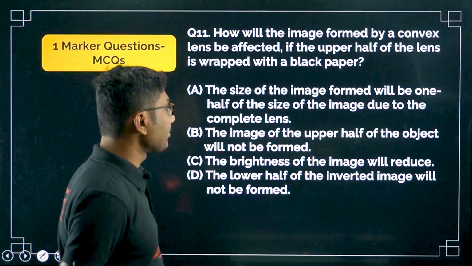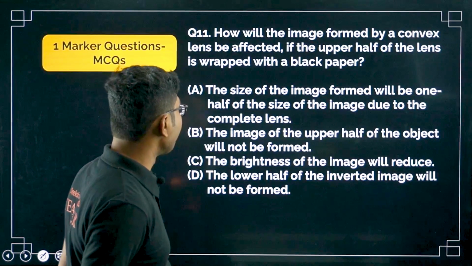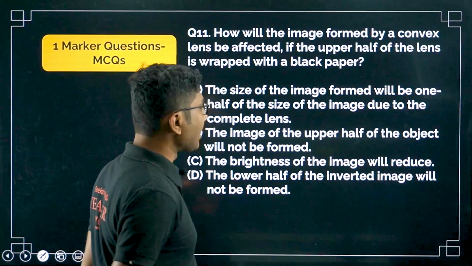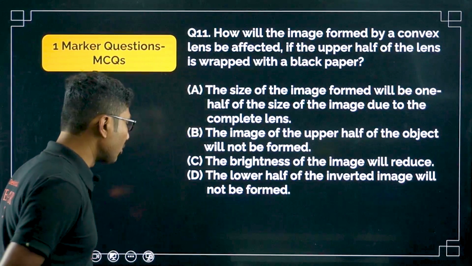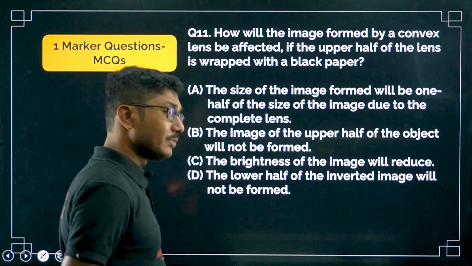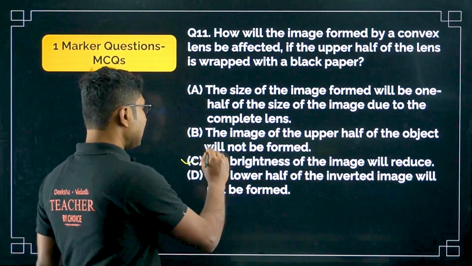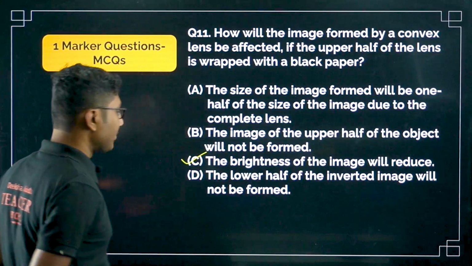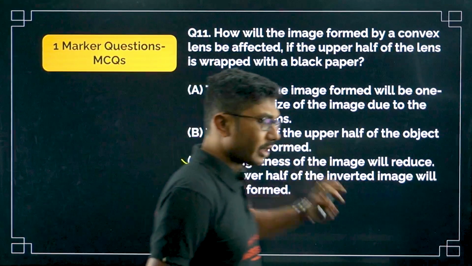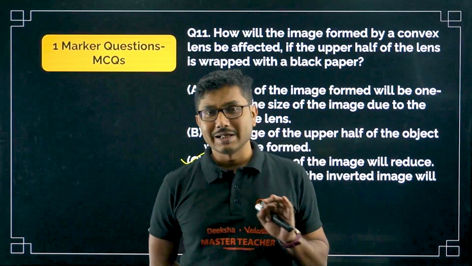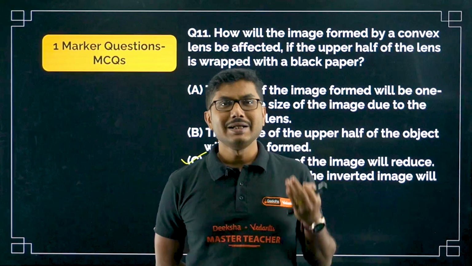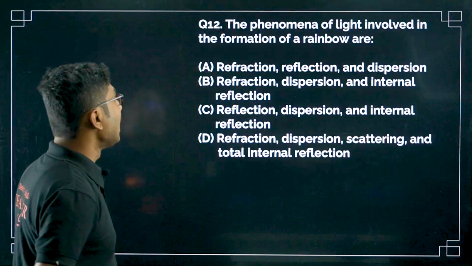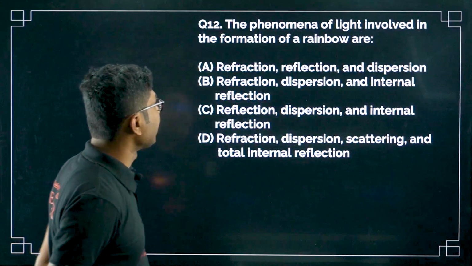The image of the upper half of the object will not be formed: not correct. The size of the image formed will be 1/2: not correct. The brightness of the image will be less: that is the correct answer. The lower half of the inverted image will not be formed: not correct. The lens will work as it is, only the brightness will be reduced. You can still see the image formed as usual. Now let's move on to the next question.